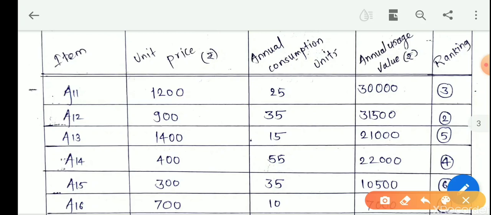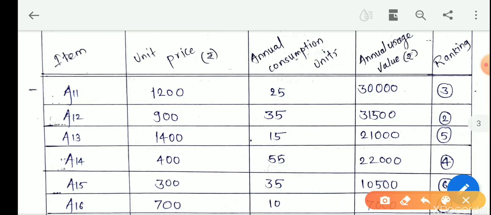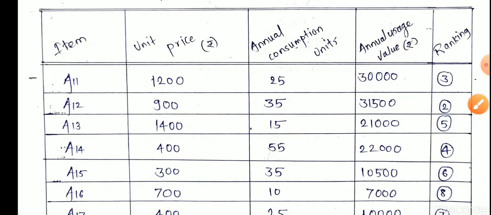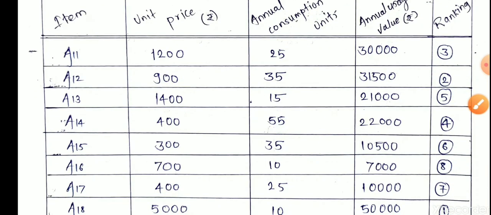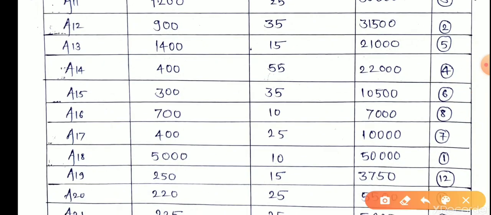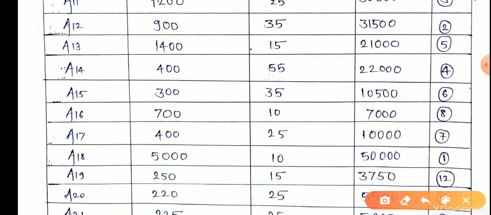After the calculation, we have to decide the rank. The item which has the highest annual usage value gets rank 1. Now search in this column for the highest. This 50,000 is the highest, and hence mark it as 1. Now 31,500 is second, mark it as 2. Likewise, in descending order, search all cells in this column and give the ranks in the ranking column.